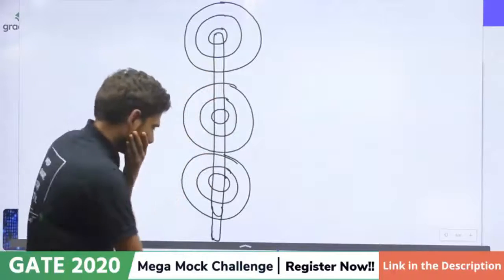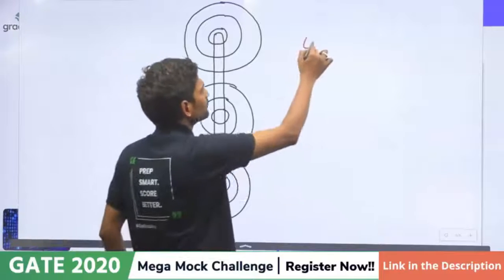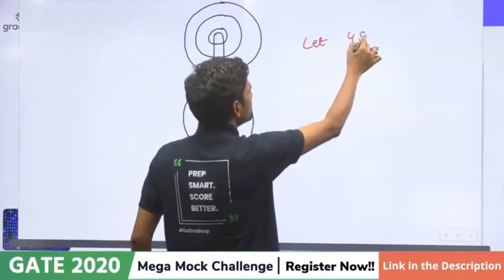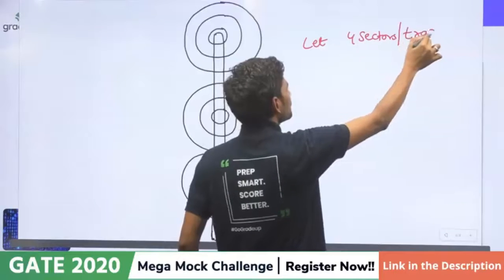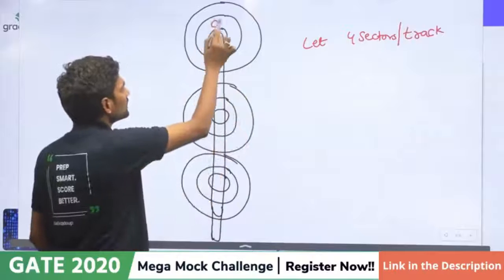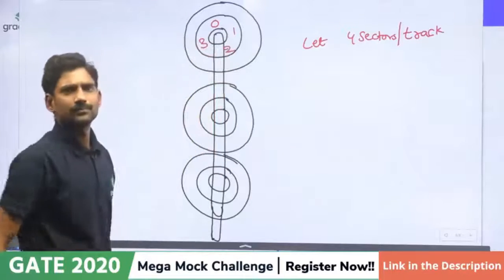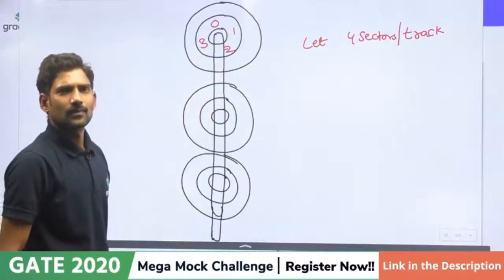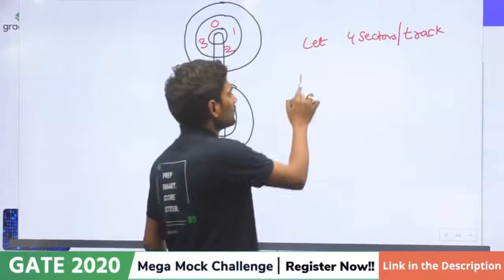Now, let's say there are 4 sectors per track. Assume there are just 4 sectors per track. So, the first sectors will be like this: 0, 1, 2, 3. Let's say there is some file.